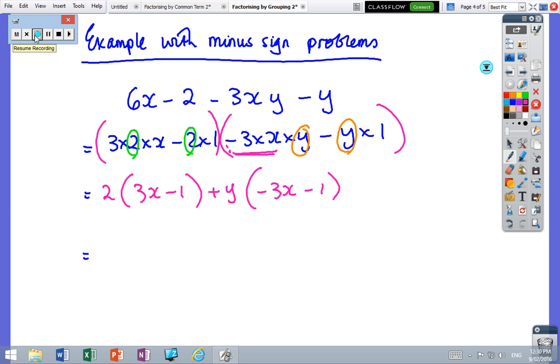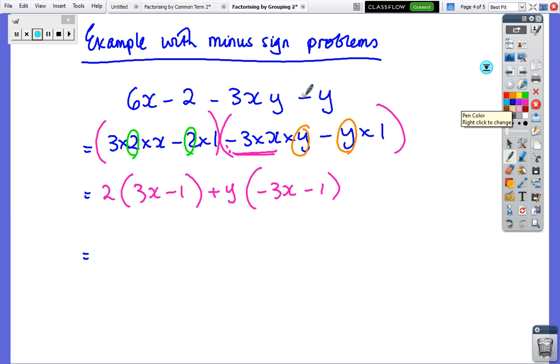Okay, so I've just noticed I've got a problem in this question because I didn't write it out properly. That should be a plus sign there, and that should be a plus sign there, and then that will be a plus sign there. So that was my mistake. I copied the question down wrong.